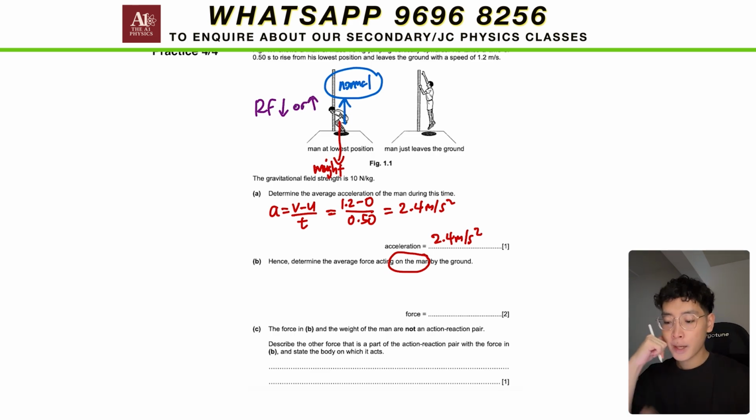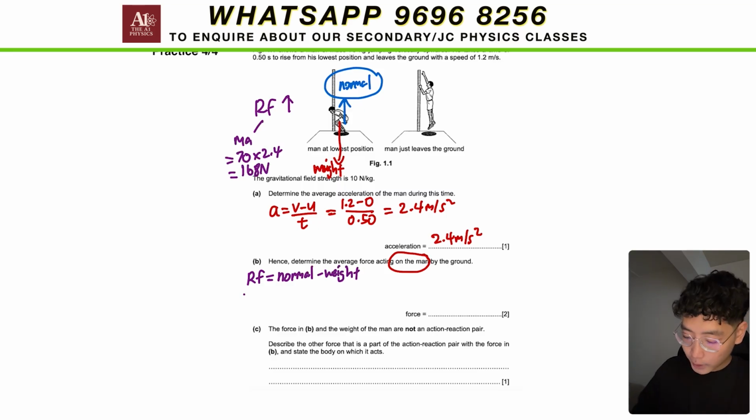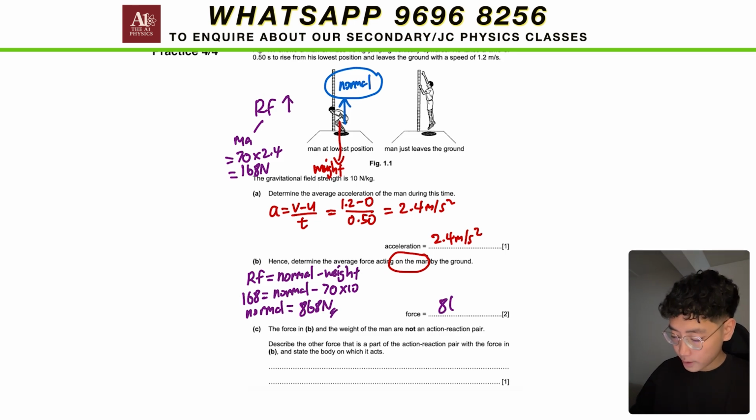Over here we see that the man is actually jumping upwards. So the man is actually accelerating upwards. Means that the resultant force acting on the man must be upwards, right? Remember just now that the resultant force is always in the same direction as the acceleration. So if resultant force is upwards, now we can make an equation: resultant force equals normal minus weight, right? And taking RF equals ma, we can sub in 168 equals normal minus weight, where weight equals mg. Normal force equals 868 newtons. So that's the answer for this question.